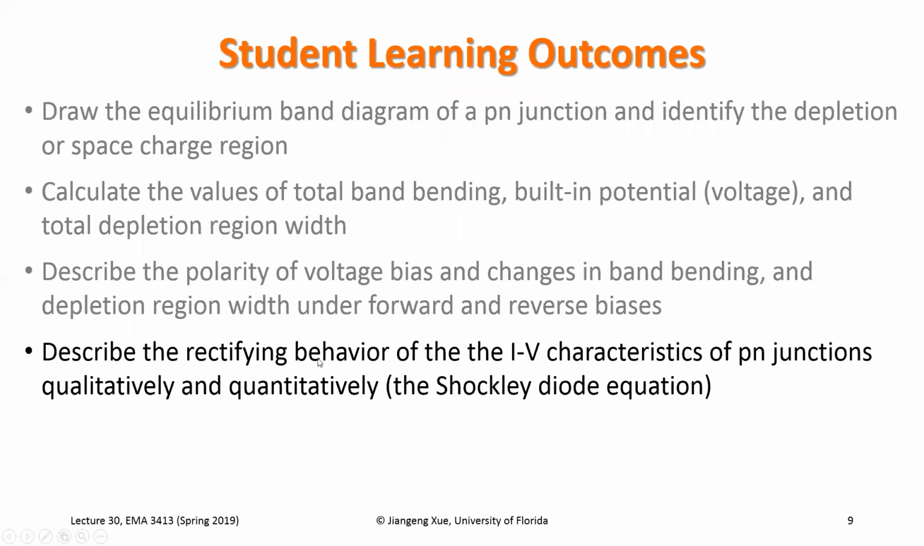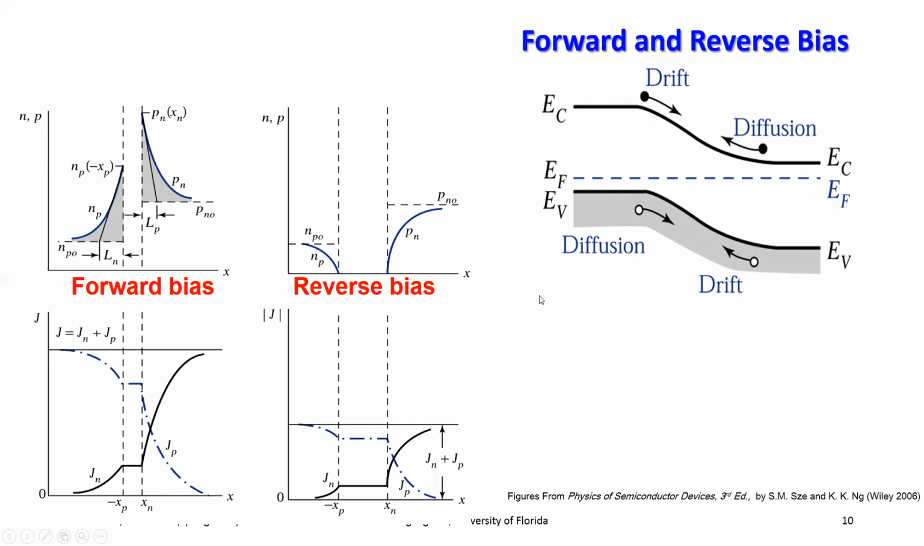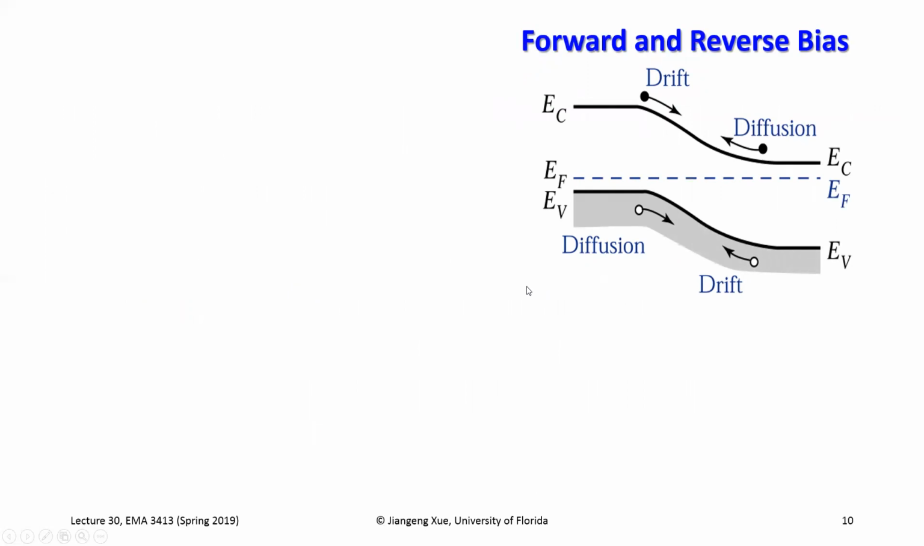Finally, you should be able to describe the rectifying behavior of the IV characteristics of PN junctions. This is the so-called Shockley diode equation. So the overall behavior is the same as we have seen in the metal-semiconductor contact in terms of the IV characteristics. But obviously now in this case, we need to consider the transport of electrons and holes together in the same system. For both electrons and holes, we are going to have diffusion because we have high concentration and low concentration, basically a concentration gradient across this junction. And also, since we have an electric field in the depletion region, we're going to have drift motion of the carriers.